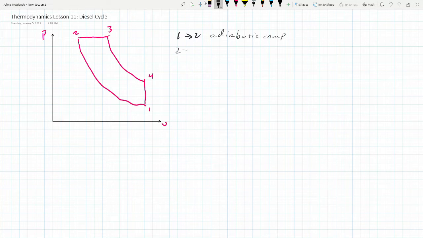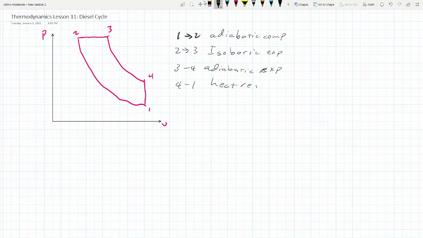2 to 3 is isobaric expansion. 3 to 4 is adiabatic expansion. And 4 to 1 is the part where you're doing the heat rejection of the cycle.